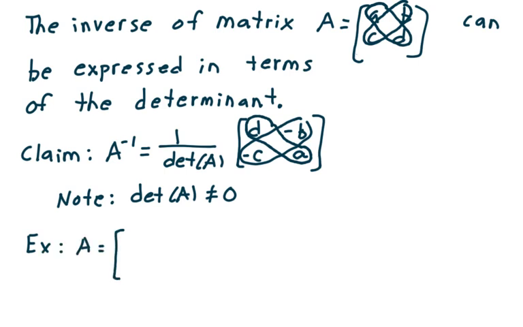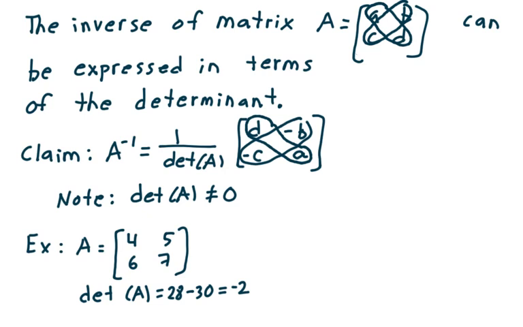Suppose A is the matrix with 4, 5, 6, 7. The determinant of A is 28 minus 30, which is negative 2.